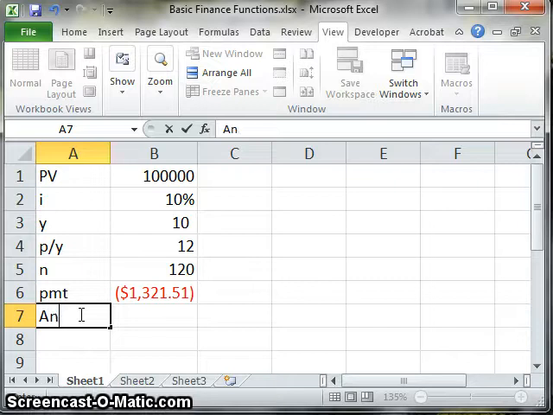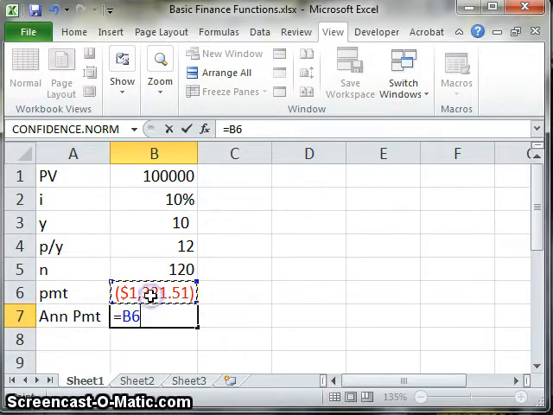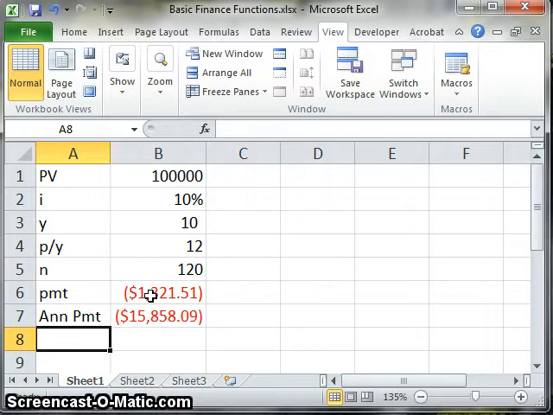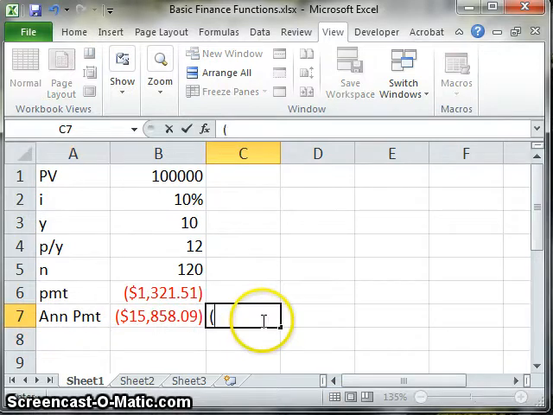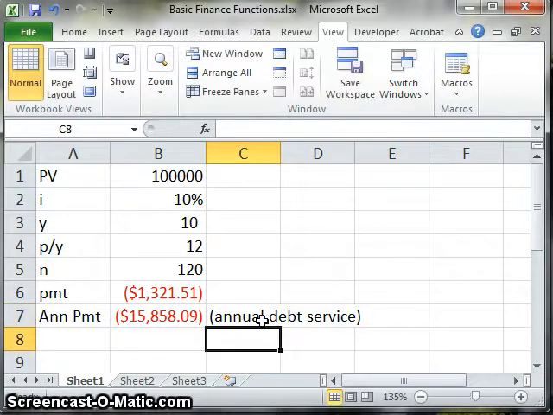So the annual payment is just going to be the monthly payment times 12, and this is sometimes called annual debt service. This is the amount that you would have to pay the bank every year, and that includes interest and principal.